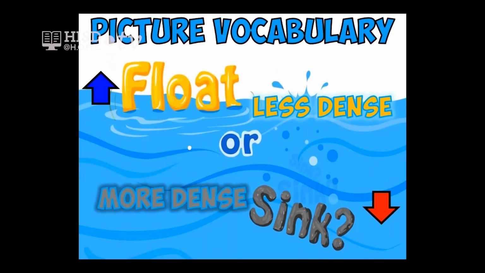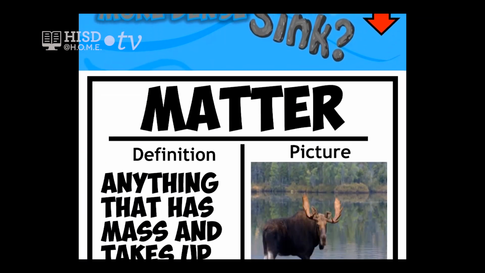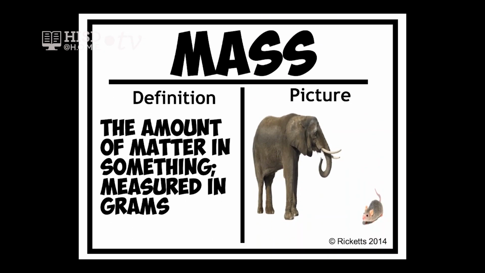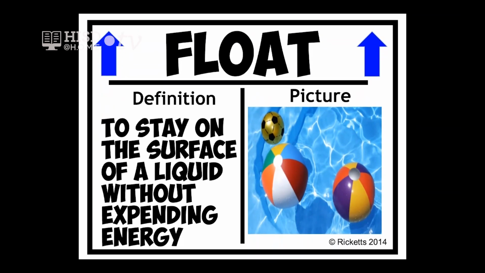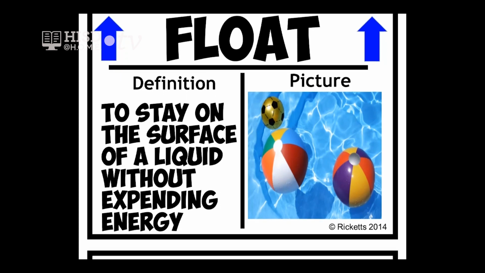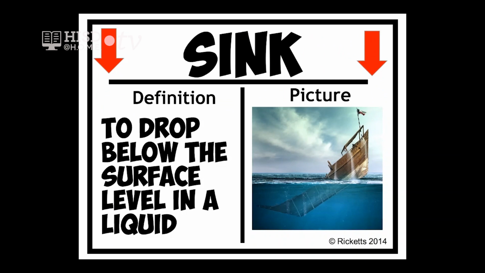Now let's take a moment to look at our picture vocabulary. Matter. Anything that has mass and takes up space. Mass. The amount of matter in something, measured in grams. Float. To stay on the surface of a liquid without expending energy. Sink. To drop below the surface level in a liquid.